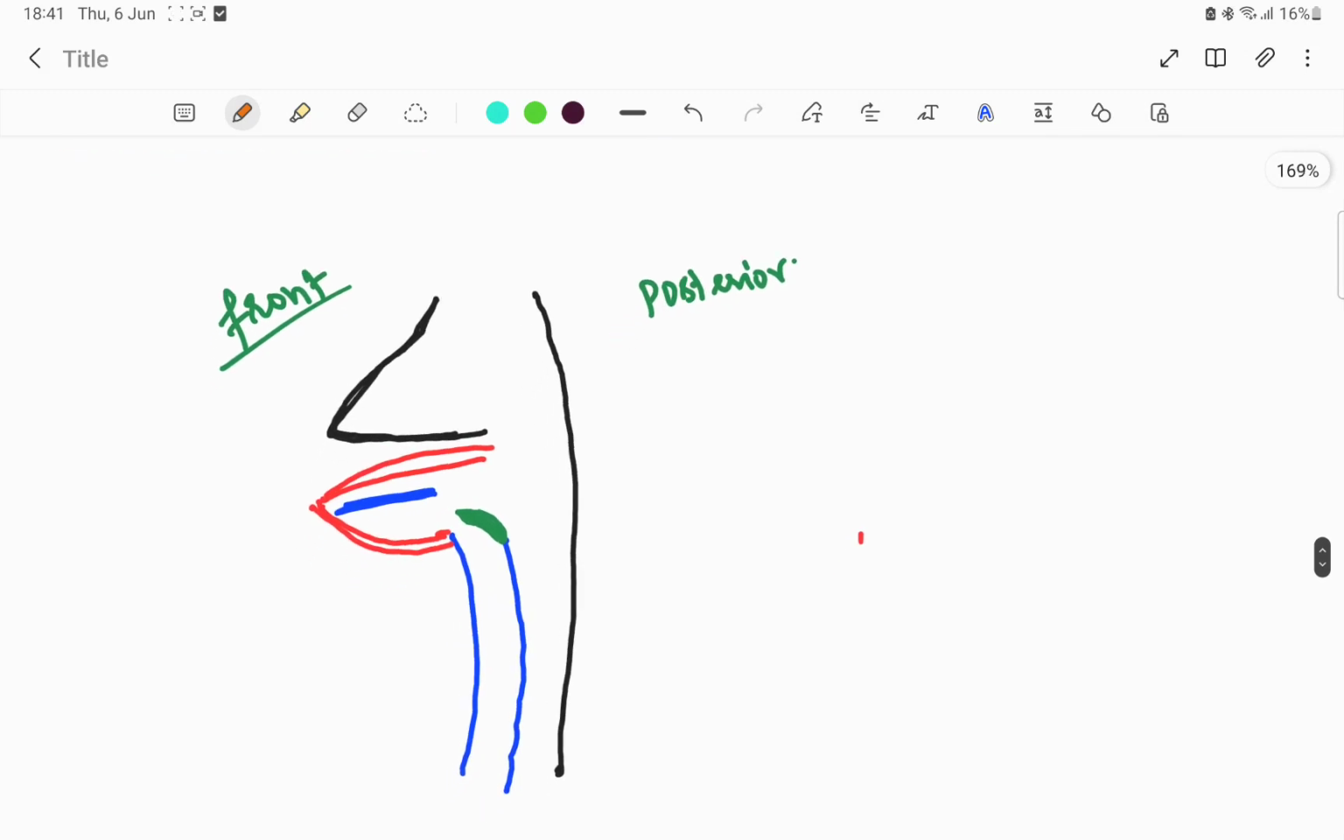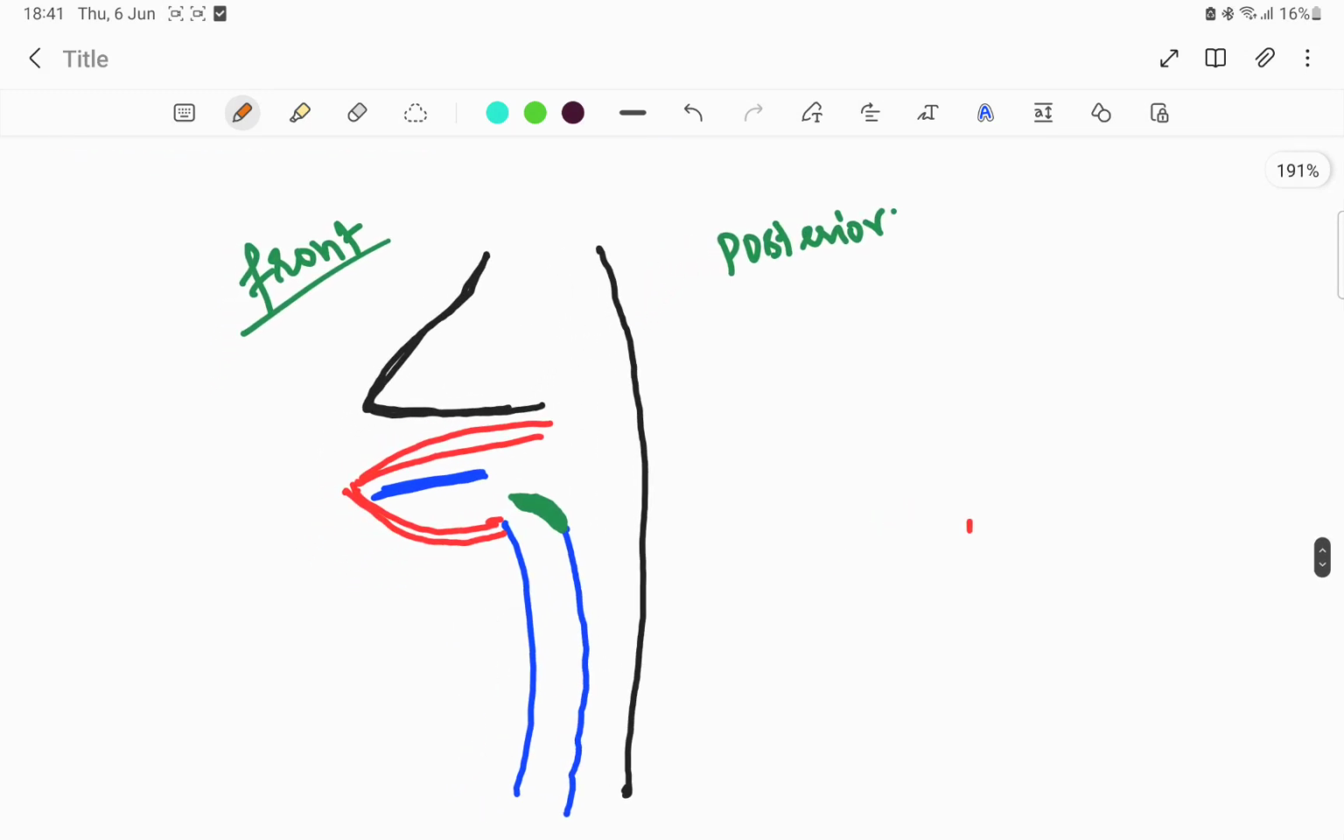This is very important, so first understand the orientation. Assume you are seeing one person from a side pose. One person is standing there in side pose, and you are just focusing on his head. This is the front and this is the back side or posterior part. This is the nose.